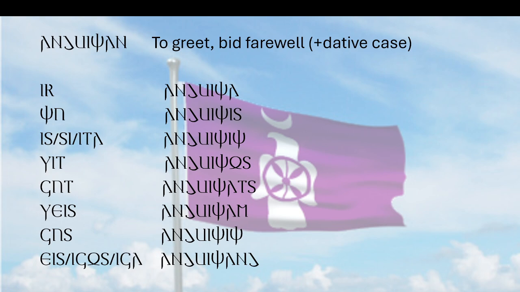So first, let's look at the conjugation for the present tense for this verb. Now the verb, apart from meaning to greet, can also mean to bid farewell. So basically, apart from using this verb to say hello, we can also use this verb to say goodbye to someone. Here are the conjugations. Ik, thu, is si ita, wit, jut, jus, is ios ia.